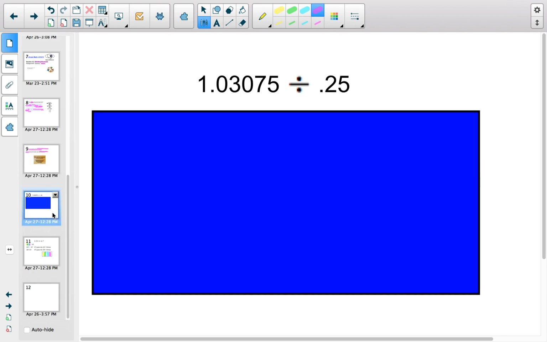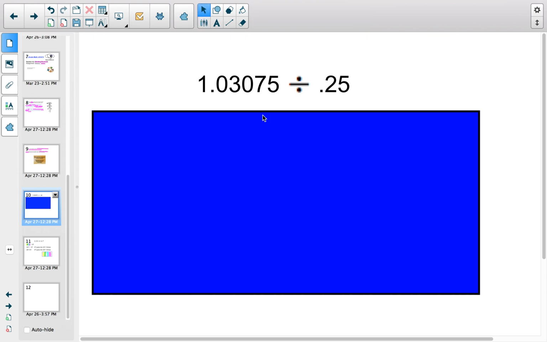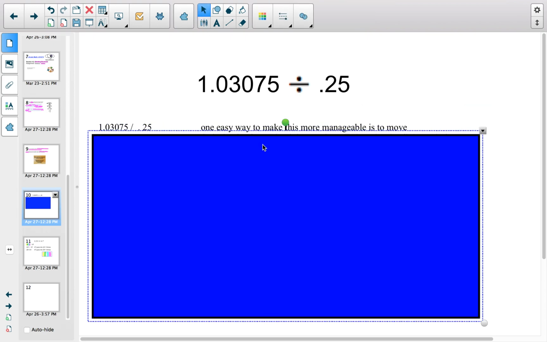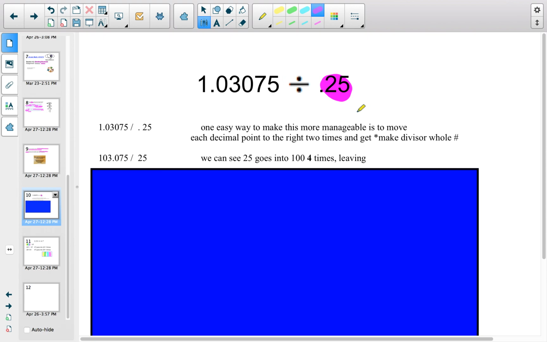Okay, moving on. So looking at this problem, what we have is 1.03075 divided by 0.25. Well, if we look back here, we want to have the divisor be a whole number. So the first thing that we're going to do is turn that into 103.075 divided by 25. We're turning this into a whole number, and if we move the decimal twice over here, we have to move the decimal twice right here. So our decimal point is going to be right here instead.